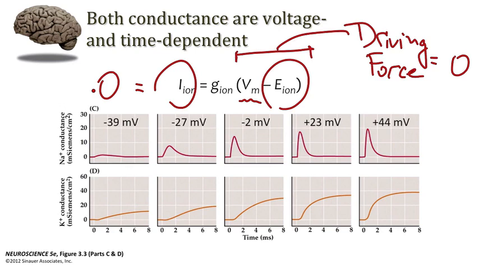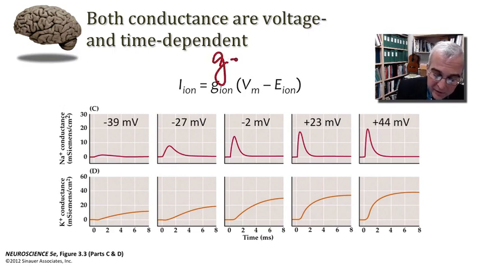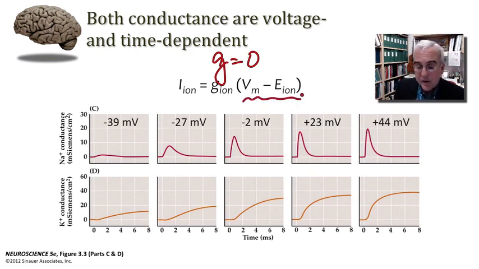Well, this formulation should make it obvious that there is another way in which to have no net current flow for an ion, and that is when conductance is equal to 0. That is, when there's no means by which an ion can cross a membrane. There may be a driving force, but if there's no conductance, then the measured flow of that current is going to be 0.